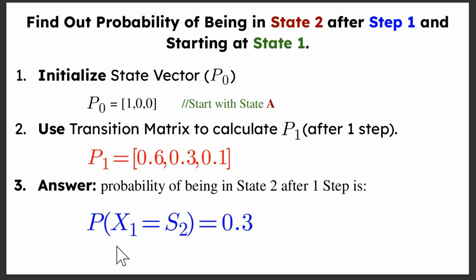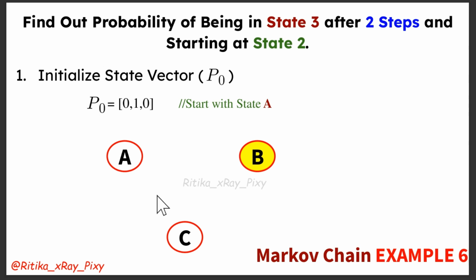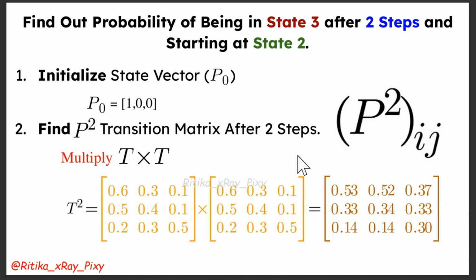Now that we have calculated the probability after one step, what if we want to calculate the probability after multiple steps? Suppose we want to find the probability of being in state 3 after two steps, starting at state 2. So our starting state is 2 and we have to find the probability of being in state 3 after two steps. First we initialize the state vector: p0 is equal to 0 1 0, because we start at state 2.